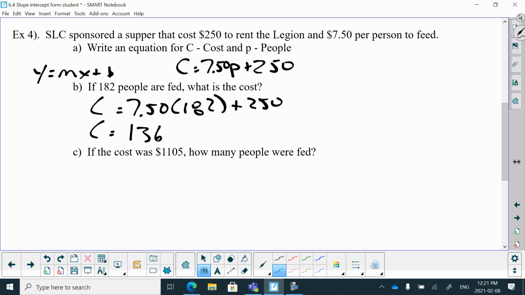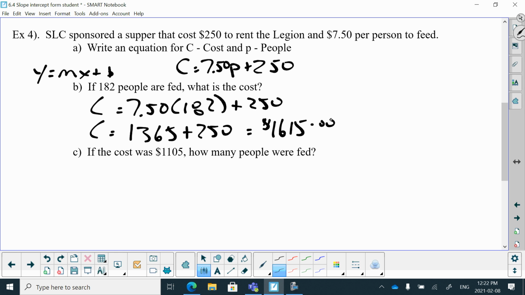Are you sure? 7.5 times 182. Okay. Because it's still a cost, if nobody shows up, they still have to pay the 250, because it's not Legion's fault that nobody showed up. So what's our total bill? $1,615. Okay, awesome. Questions there?